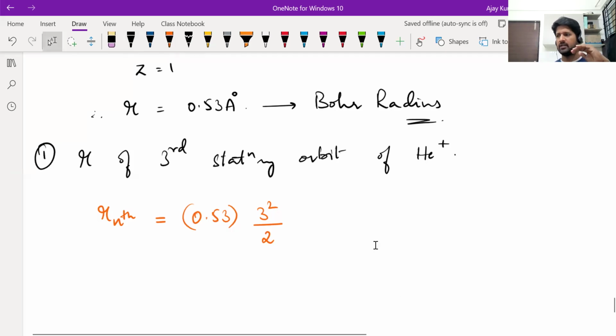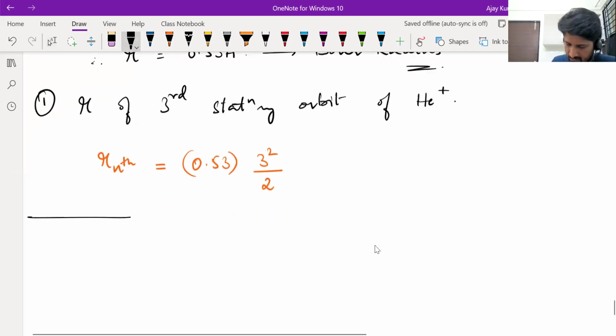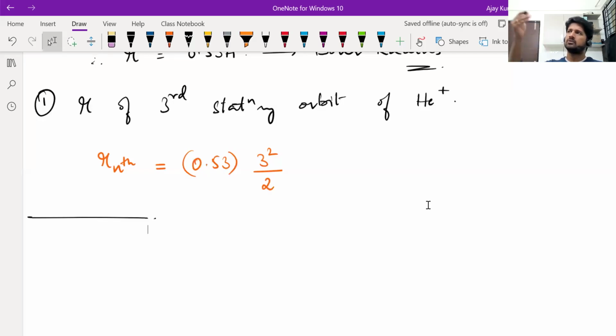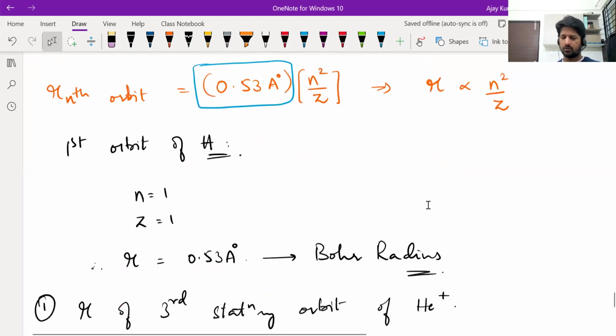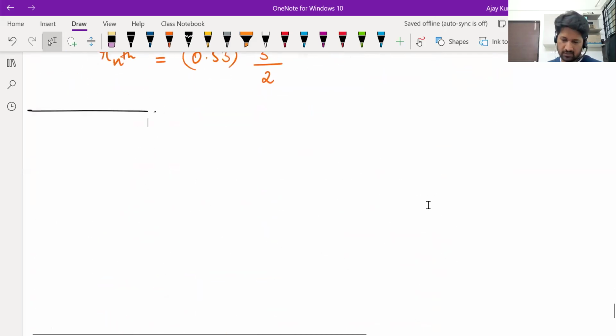So this way you can find out radius of any stationary orbit in a single electron species. Okay. Ratio based questions are also quite common. They can ask you what is the ratio of first orbit of hydrogen to third orbit of helium plus or lithium 2 plus, whatever it is. Okay. So remember the formula 0.53 n square by z. Based on that, you can answer these questions.